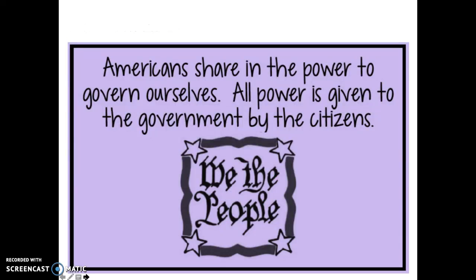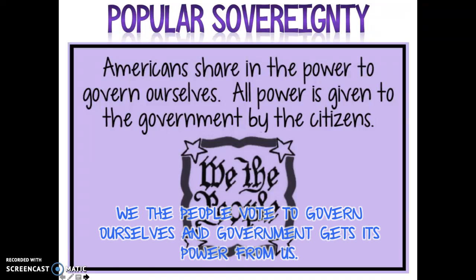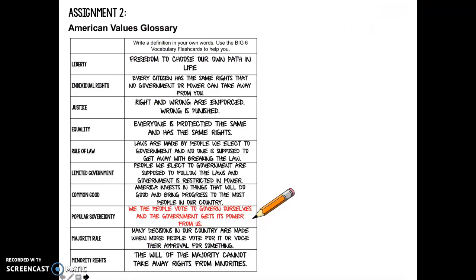And the last one, Americans share in the power to govern ourselves. All power is given to the government by the citizens. That's popular sovereignty. Some of these words like popular sovereignty we used in Unit 1 because we talked about how these are values that our founding fathers used when they wrote our Constitution and set up the framework for our government. So we show that we, the people, vote to govern ourselves, and the government gets its powers from us. Sovereignty means the ability to self-govern. So we make sure that as Americans, one of the things we value is the right to be a part of the government process.